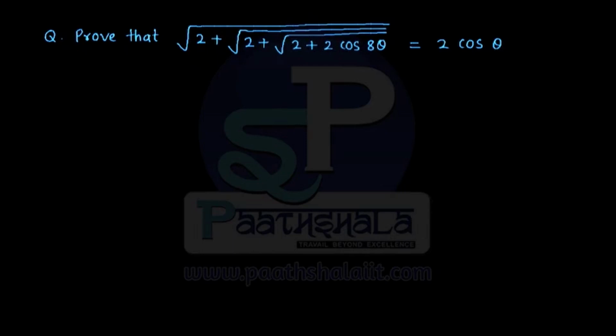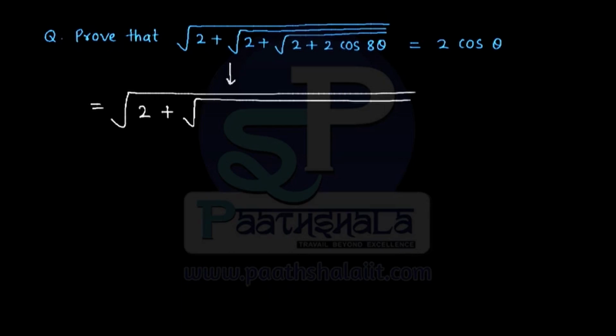Here we have to prove that root of 2 plus root of 2 plus root of 2 plus 2 cos 8 theta is equal to 2 cos theta. So let's start off with LHS. Somehow we have to get rid of all those square roots. So that means we must somehow adjust the terms inside the roots so that the square roots can be eliminated. Now writing all the roots, we have to start solving from inside out.